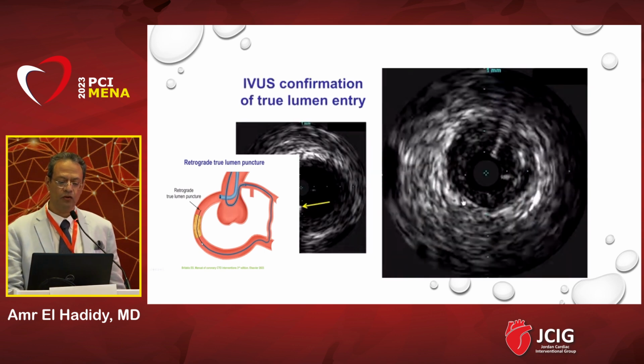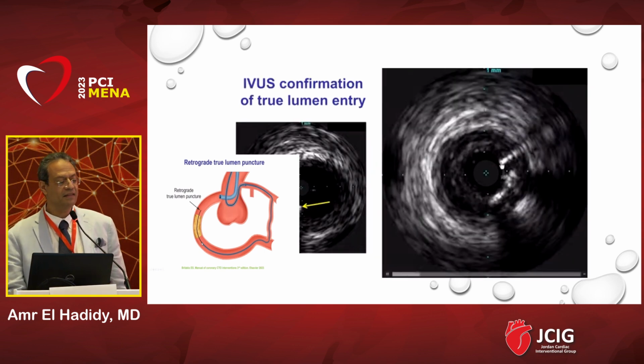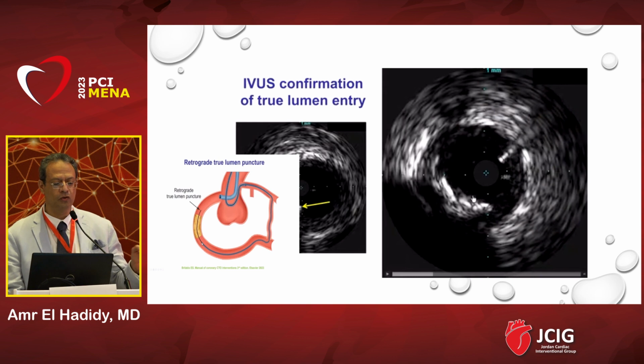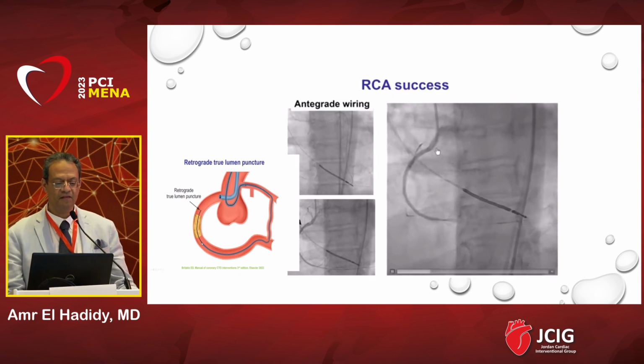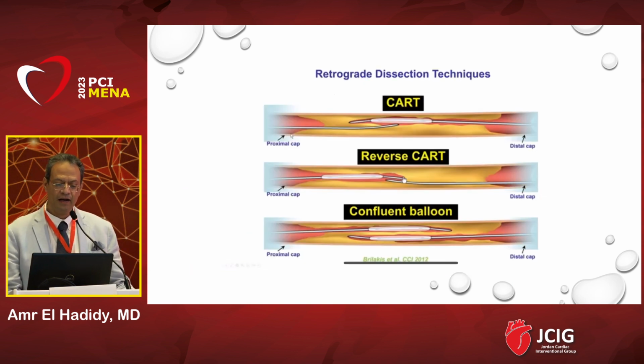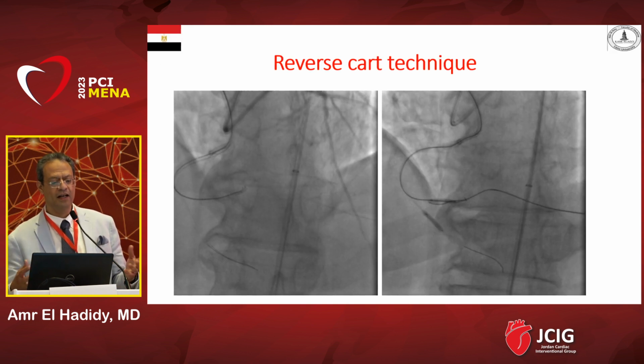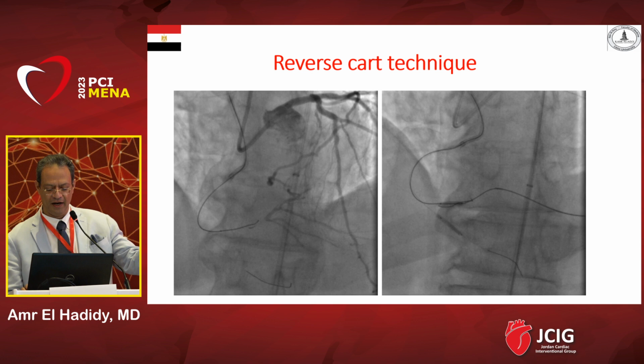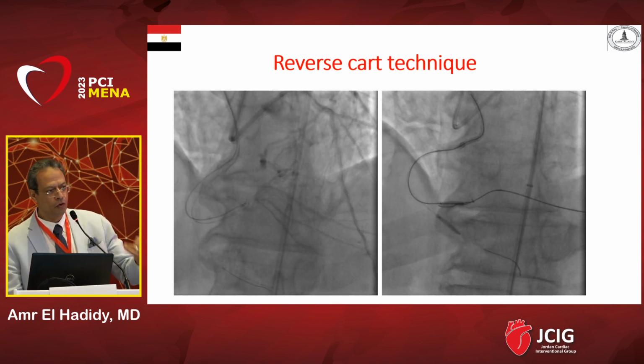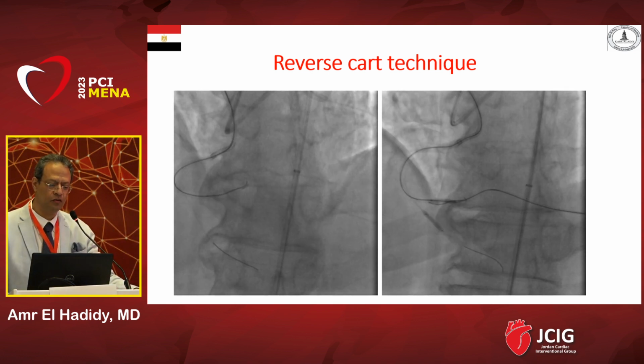So using how to, you need some time to check that the wire is coming from the true lumen. So it's a true to true, and this is the best scenario. But if we look at different techniques, if you cannot go with a true lumen, we have CART, we have reverse CART, and we usually use a reverse CART using the balloon on the antegrade wire.